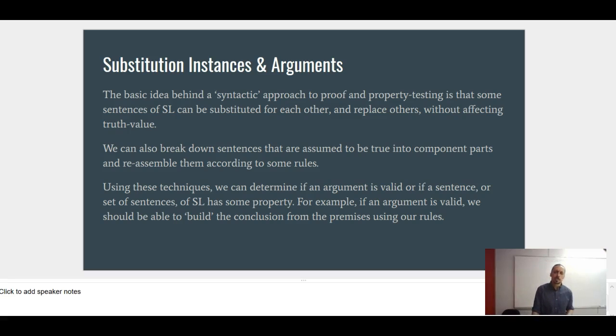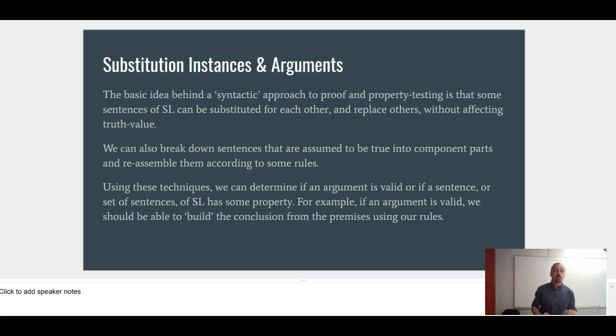But we're not only going to be substituting logically equivalent sentences. We're also going to break down sentences into their component parts and reassemble them according to rules. How are we going to be able to do that? Well, generally what we're going to be doing in our proof system is we're going to assume that some set of sentences are true and find out what the consequences of that are. Now, for example, if I have a sentence like P and Q, I know that P is true and Q is true if the sentence as a whole is true.